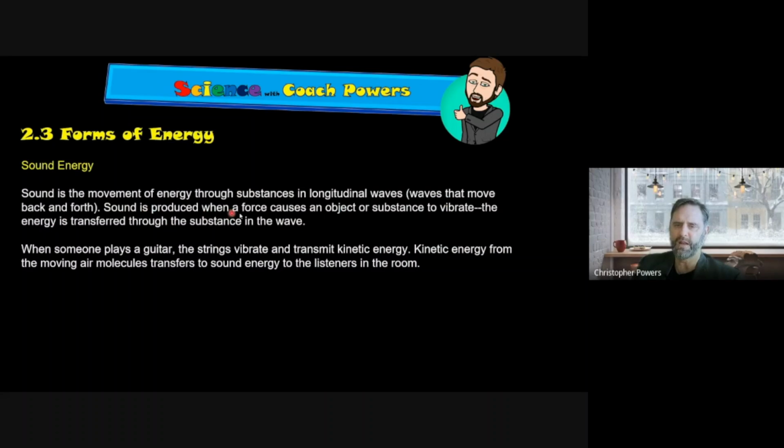Sound is produced when a force causes an object or substance to vibrate. The energy is transferred through the substance in the wave. So there is a medium a wave can travel through. When someone plays a guitar, the strings vibrate and transmit kinetic energy. It's movement of something. The kinetic energy from the moving air molecules transfers to sound energy to the listeners in the room.